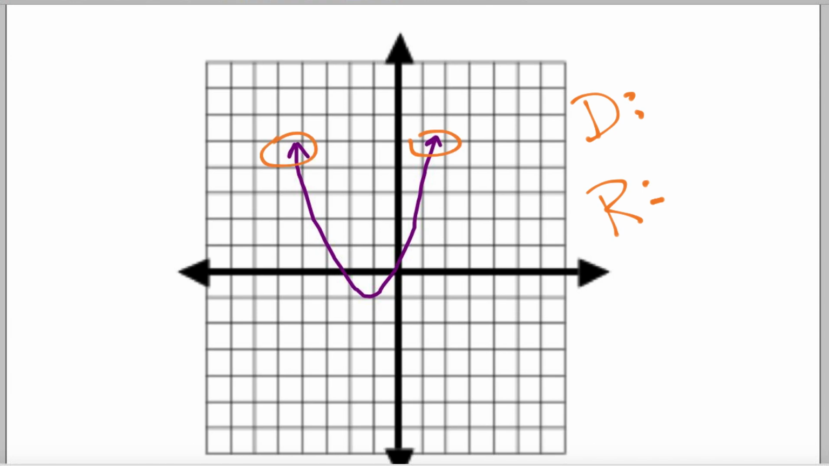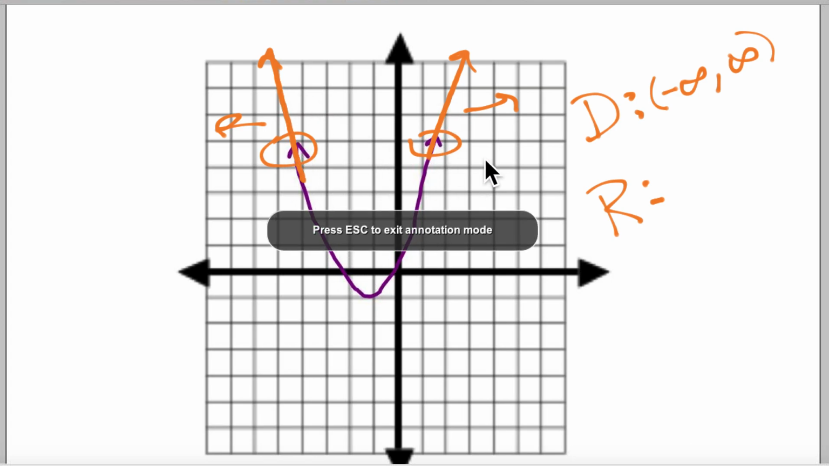So the domain is, what could I plug in? Yes, this line will continue to go up forever, but as it goes up, it is also still continuing to the left. So that's going to go left forever. And same thing with this one. Yes, it goes up, but it also continues to the right. So the domain always goes left and always goes right. That domain is going to be negative infinity to infinity. It goes left forever, right forever. There are also no gaps in between. It's continuous everywhere, so it's negative infinity to infinity for the domain.